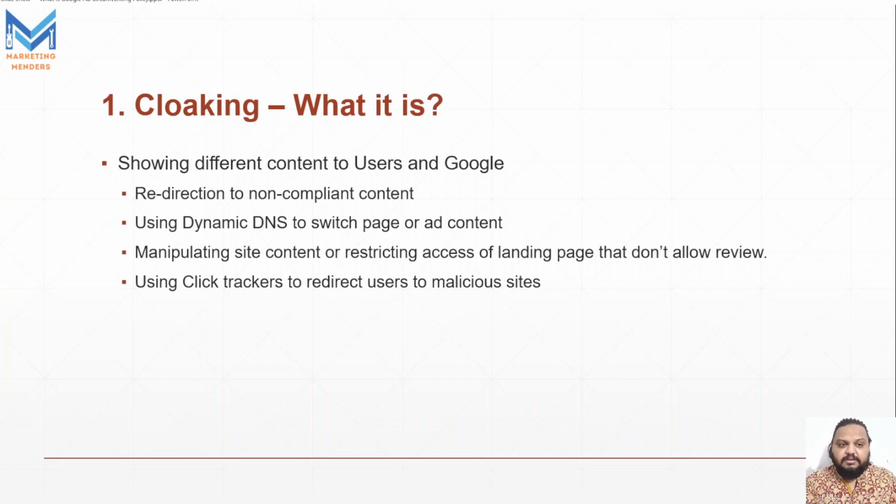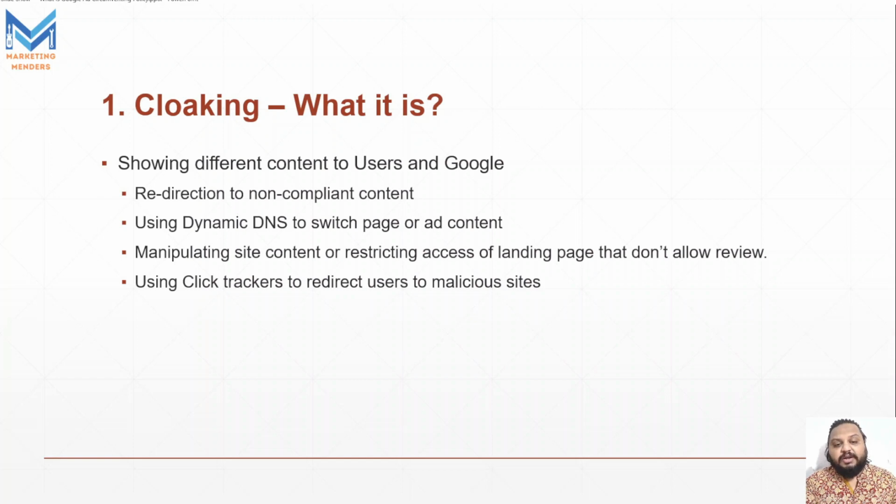So how can it be done? Redirection to a non-compliant account. You have set up a redirection on your website. When somebody clicks on your ad, they will be redirected to another website. That website could be a pornographic website, that website could be having viruses, malicious software, or it could be anything. Number two, using dynamic DNS to switch page or ad content. Here you are taking advantage of domain name systems, wherein the moment anyone clicks on the ad, they will be taken to a different page. So again, the meaning is more or less the same.